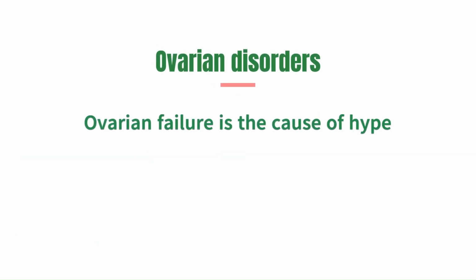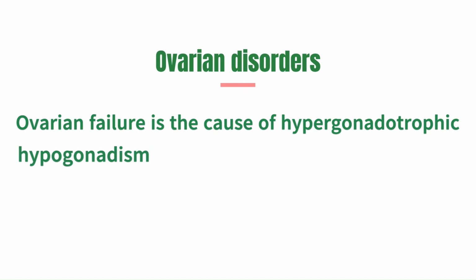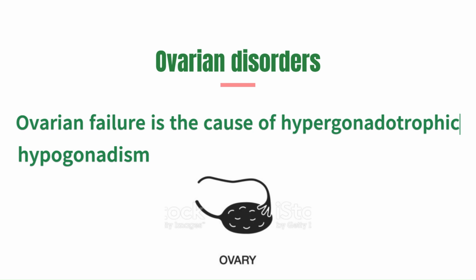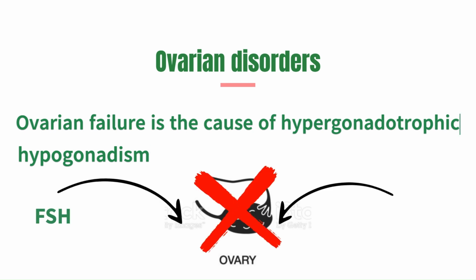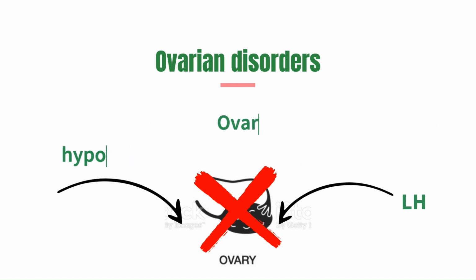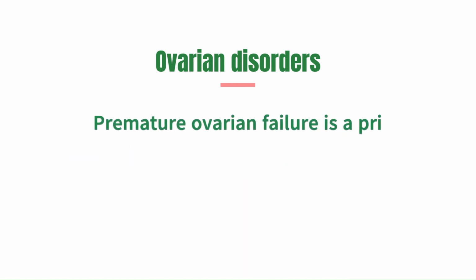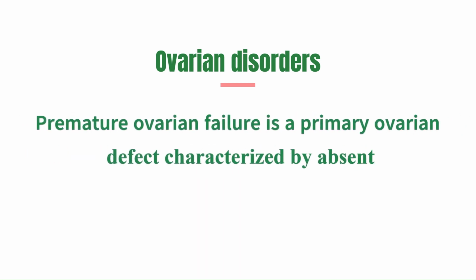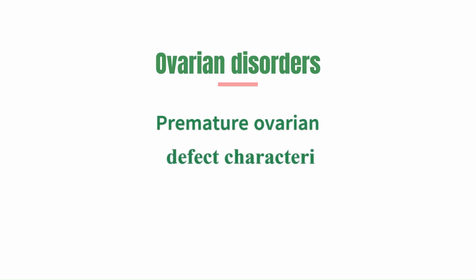Ovarian disorders. Ovarian failure is the cause of hypergonadotropic hypogonadism. It means it is ovarian hypofunction. In hypergonadotropic hypogonadism, ovaries are not responding to FSH and LH hormone. Premature ovarian failure is a primary ovarian defect characterized by absent menarche.